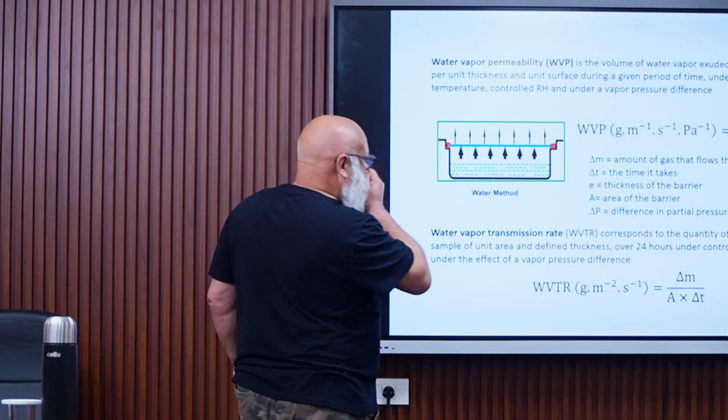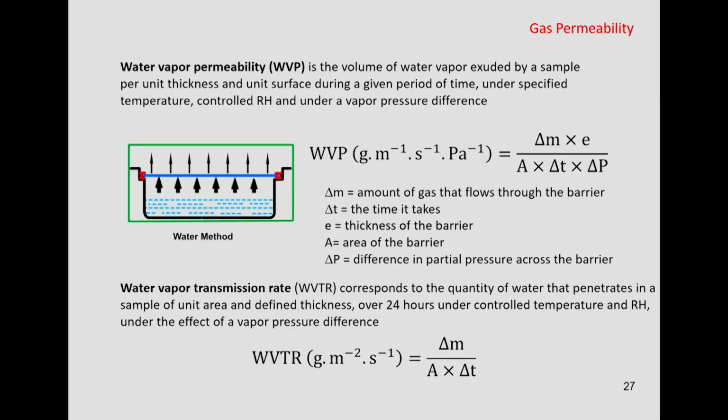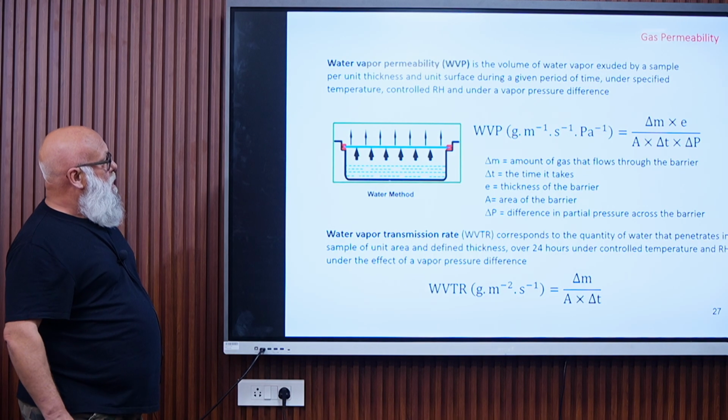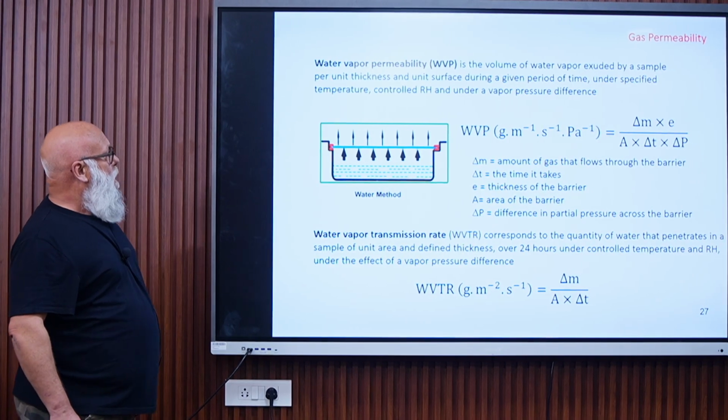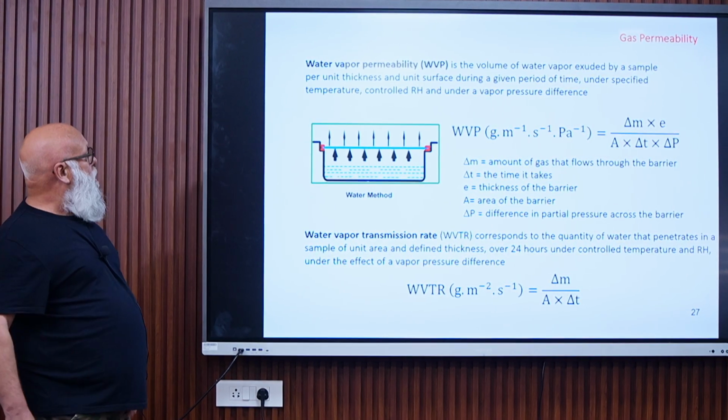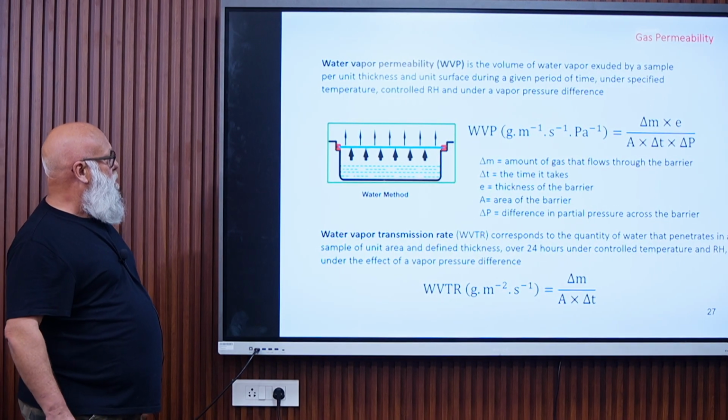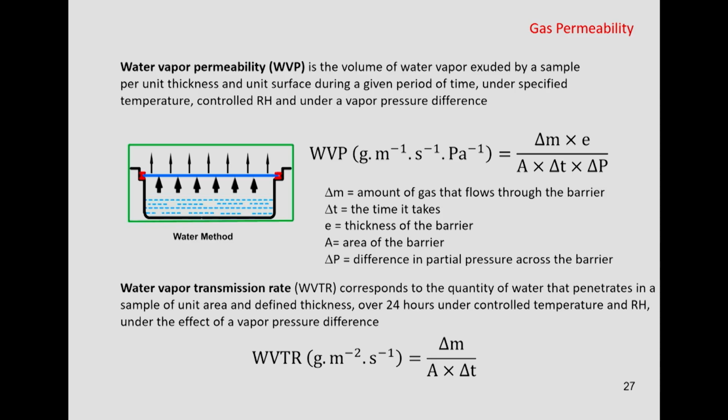Gas permeability. We can determine the water vapor permeability. So this is important, of course, for packaging. Water vapor permeability is the volume of water vapor which is exuded by a sample per unit thickness and unit surface during a given period of time under specified temperature, controlled relative humidity, and under a vapor pressure difference. The sample is here with some water. Water molecules pass through the sample, and you can determine the water vapor permeability using this equation.